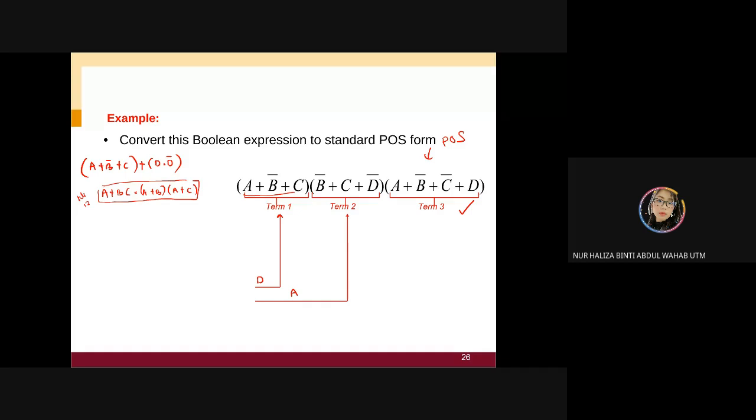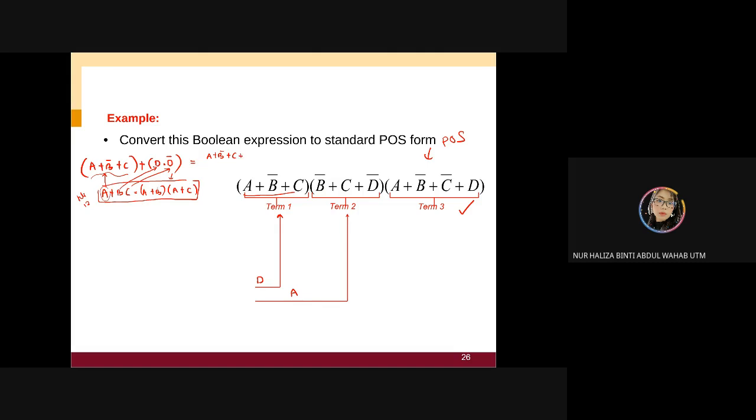Now my A will be this one. This is my A, my B is this, my C will be this. So my final answer converting using rule number 12, I'm going to get A plus B bar plus C, which is my A.